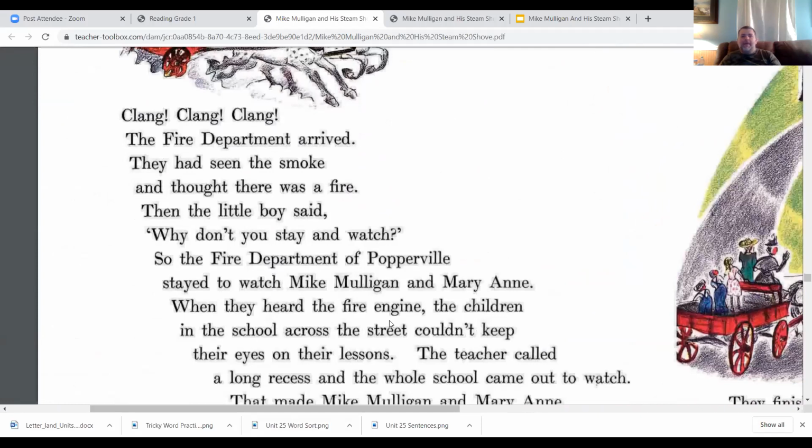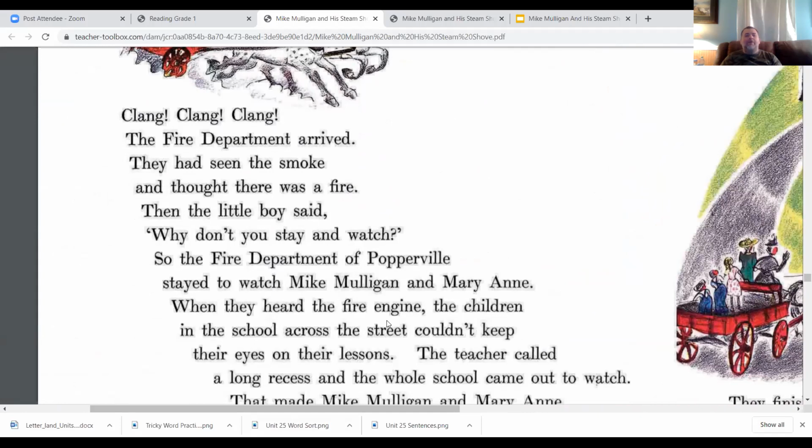Clang, clang, clang. The fire department arrived. They had seen the smoke and thought there was a fire. Then the little boy said, "Why don't you stay and watch?" So the fire department of Popperville stayed to watch Mike Mulligan and Mary Ann.